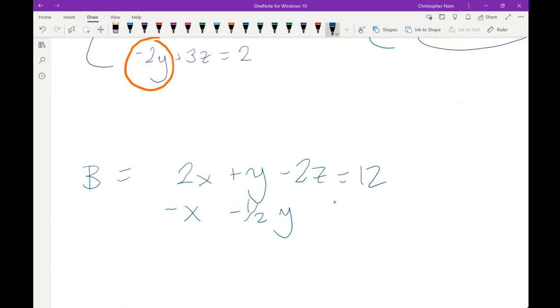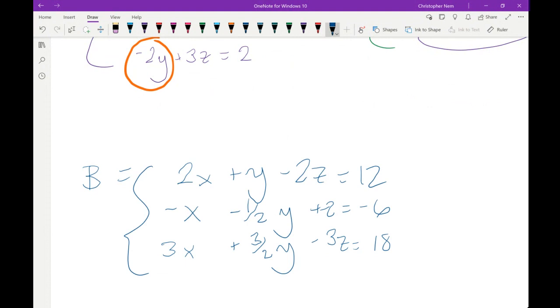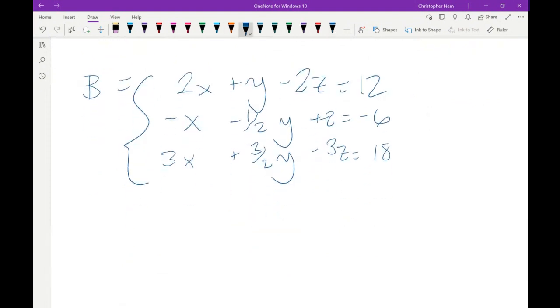Negative x minus 1/2 y plus z equals -6. 3x plus 3/2 y minus 3z, oops, this should be a z, equals 18. Already looking at this system, it doesn't even look nice.